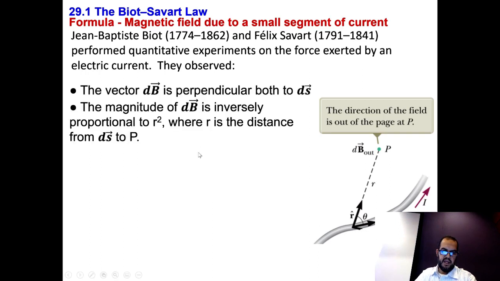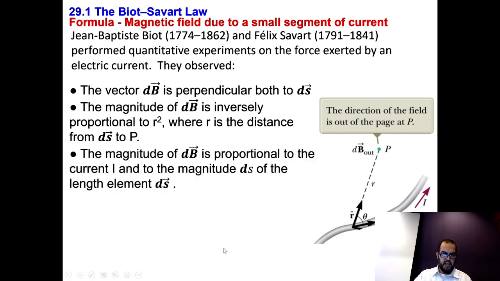First of all, B is perpendicular to both ds and r. So this is the r vector, the ds vector. The magnetic field is perpendicular to both vectors. So this is the plane, and the magnetic field will be perpendicular to the plane. Second, the magnitude of the magnetic field vector is inversely proportional to the distance squared. So if you get close to the wire, the magnetic field is strong. If you get further away from the wire, the magnetic field is weaker.